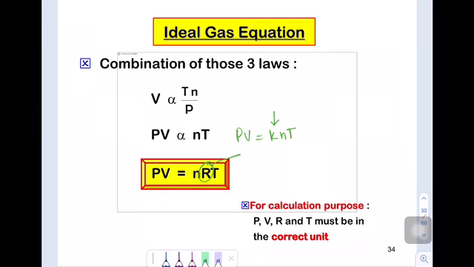So for calculation purposes, when we want to use PV equal to nRT, we have to make sure that the units of the pressure, volume, R, the gas constant, and also T, temperature, are the correct units. They have to tally with the unit of R, because we have several values for the gas constant, and a different value for the gas constant will lead to a different unit. But the most common R value that we use is 0.0821 atm liter mole negative 1 K negative 1.